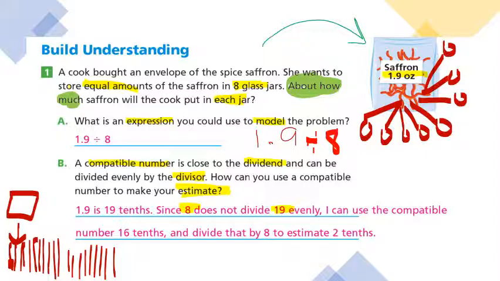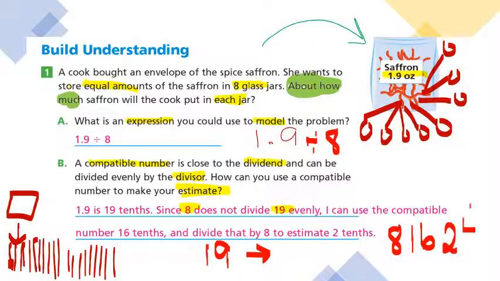What is a number that is close to 19 that can be easily divided by 8? Well, I'm going to think about my multiples of 8. I have 8, 16, 24. 8's too small, 24 is too big, 16 just right. So I'm going to say that this is kind of like 16 divided by 8, but I'm talking about tenths, so I'm going to get 2/10.